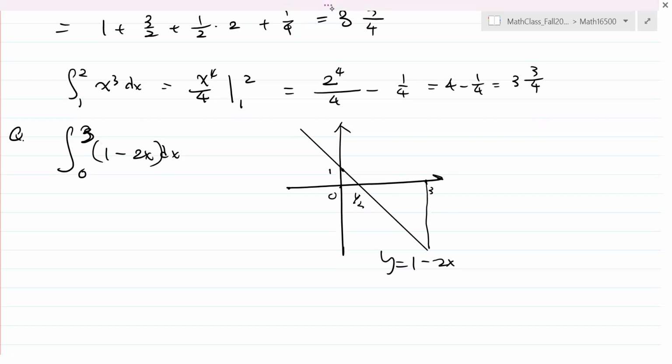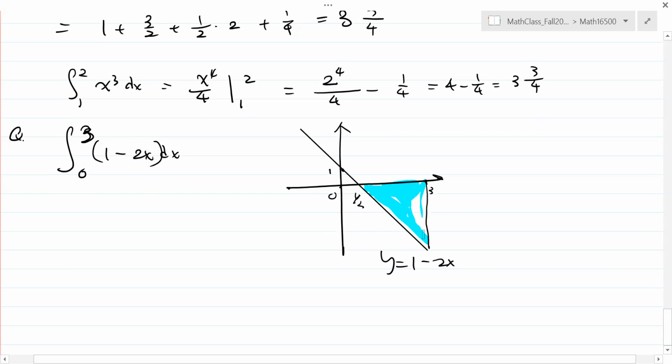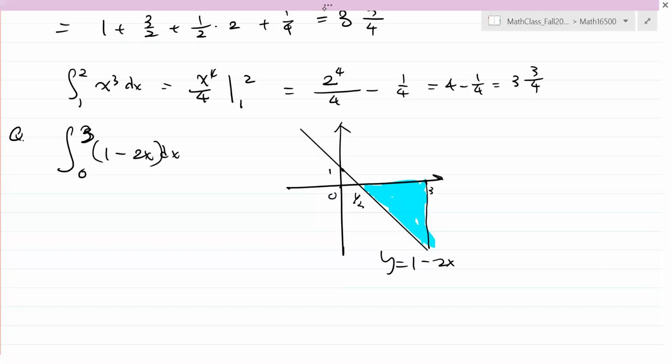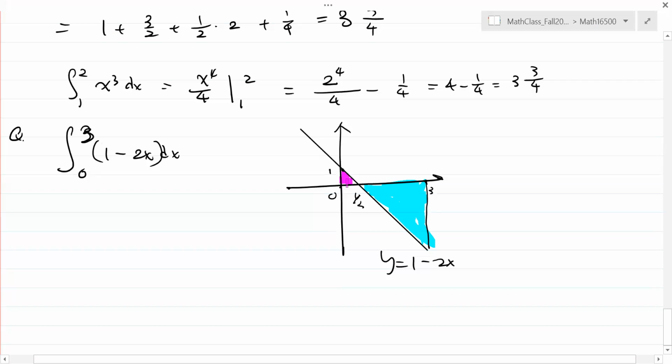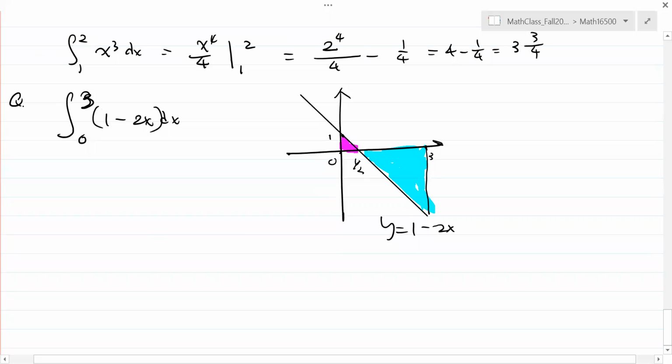So there are 2 regions. One is below the x-axis, another one above the axis. This is the positive part. So the area here is A1, that's A2. That should be called A1 minus A2. All right. So if you're able to find the area, then you solve the problem.